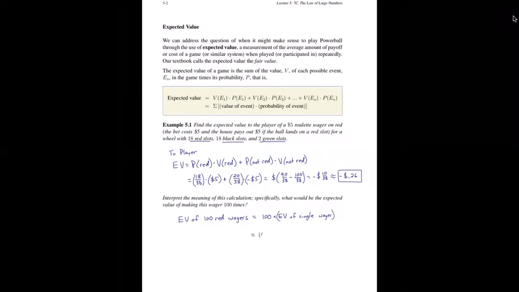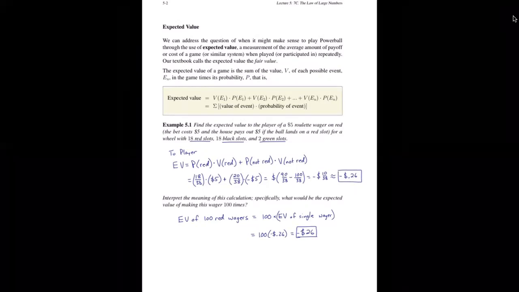Well, that's 100 times negative 26 cents. And that comes out to negative $26. It almost looks like it makes a little bit more sense, right? That's the answer to the second part of the question. What would our expected value be if we play this game 100 times? Well, we'd expect to be somewhere near negative $26 after 100 rounds. So in other words, we've won some money, we've lost some money, but after 100 times, we should be fairly close to negative $26. Let's say we play this game 1,000 times.